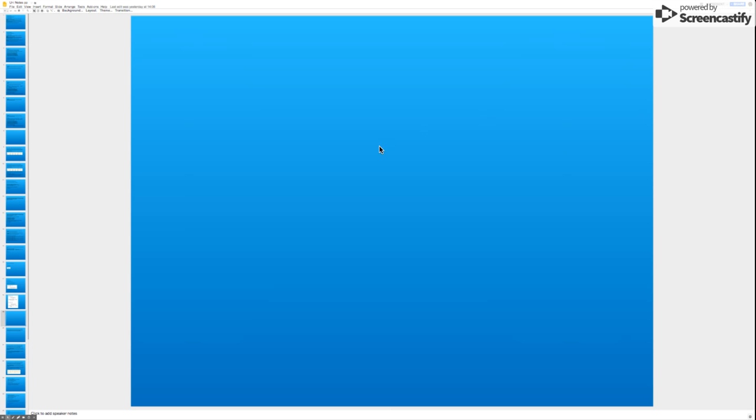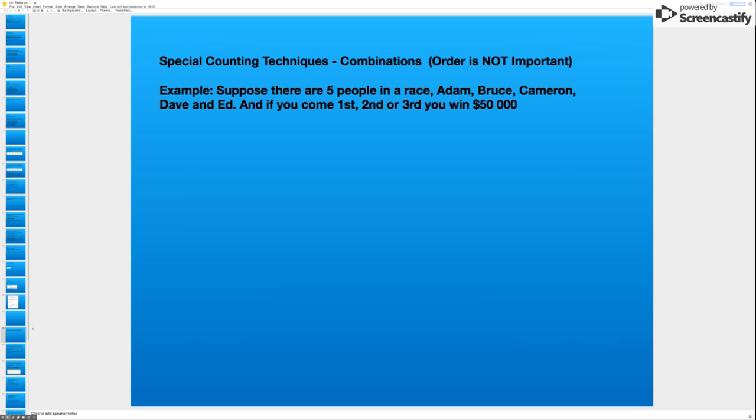So last time we looked at permutations, where order was important. The next step is combinations, where order is not important. Sometimes order is important, and sometimes order, when we're counting different things, isn't important. So we'll start with a nice, simple example, hopefully. So this is combinations, where order is not important.